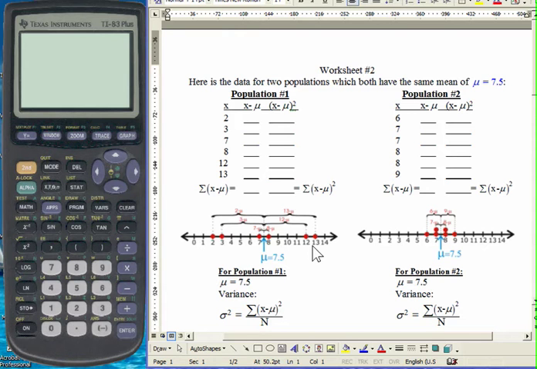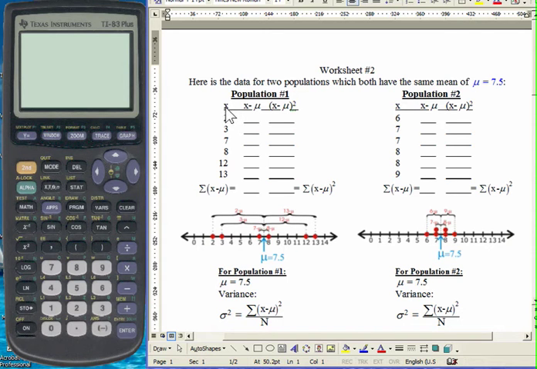But in statistics, we want an accurate way to measure that. So let's consider this. Let's look at all the distances between each of these data values and the mean. That's what these brackets are showing us, all these distances between each data value and the mean. Same thing for population 2 here. So this is what we're doing here in these columns.